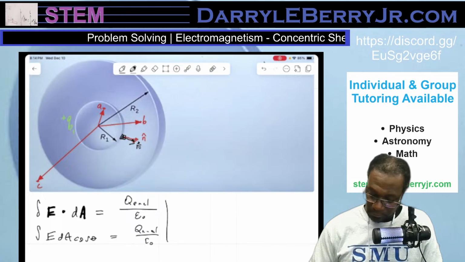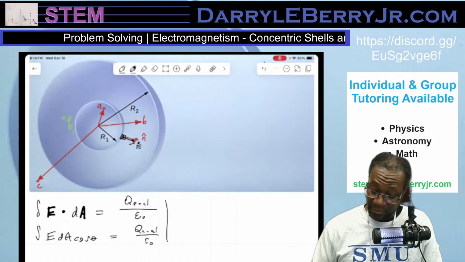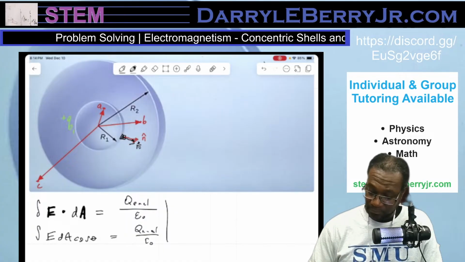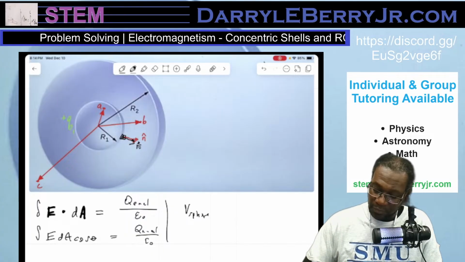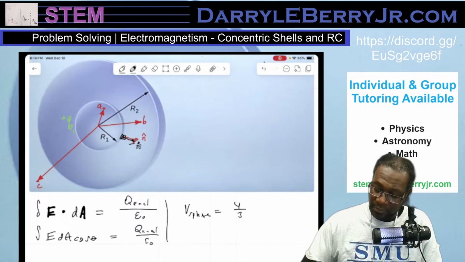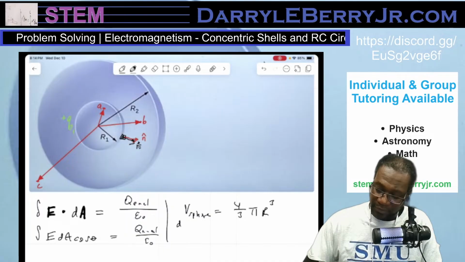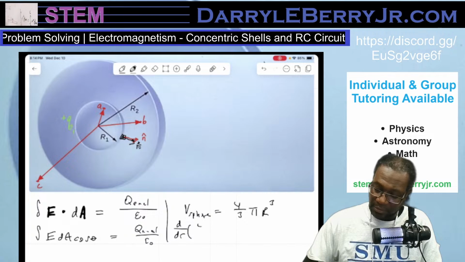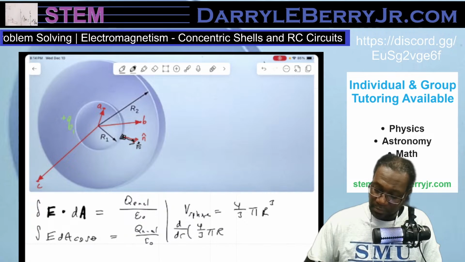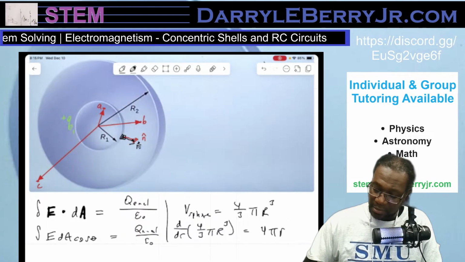So since the angle is 0, that'll just be cosine. And all we have to do now is take the integral of the area there. So one thing we can look at is the volume of a sphere is 4/3 pi r cubed. And the derivative of volume with respect to the radius is the surface area. So that's going to be 4 pi r squared.